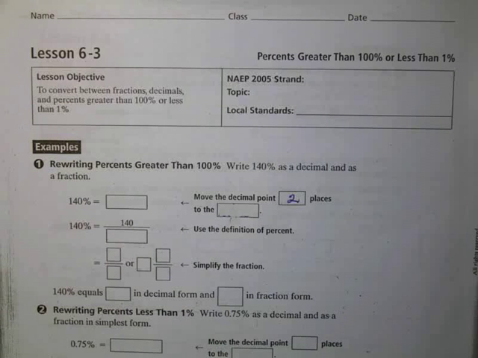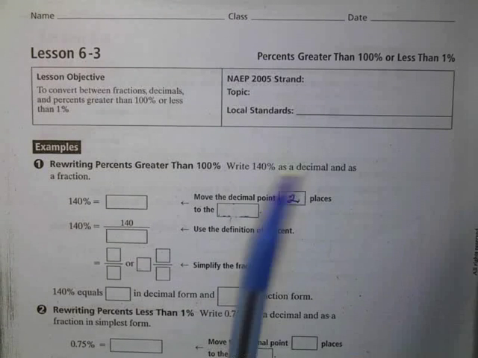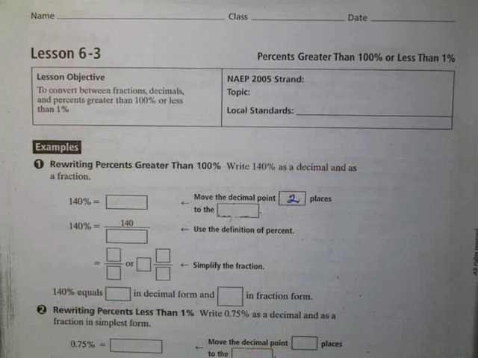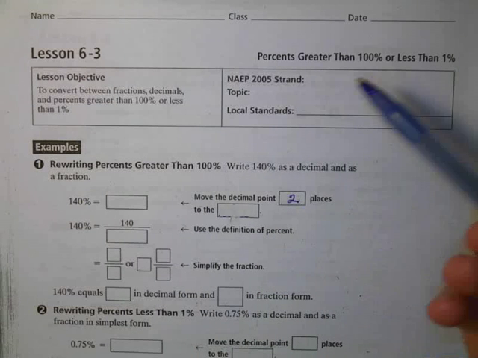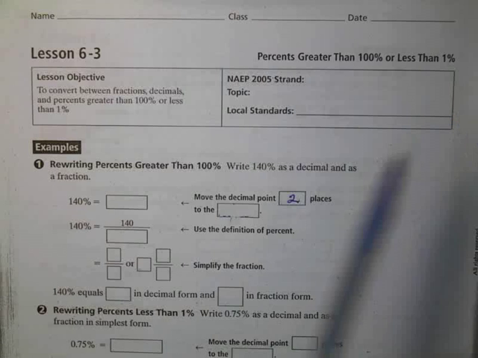This is Course 2, Lesson 6-3, percents greater than 100% or less than 1%. Our objective is to convert between fractions, decimals, and percents greater than 100% or less than 1%. That's a mouthful. Okay, anyway, so basically we're just going to apply some general rules when we have very large or very small percents.